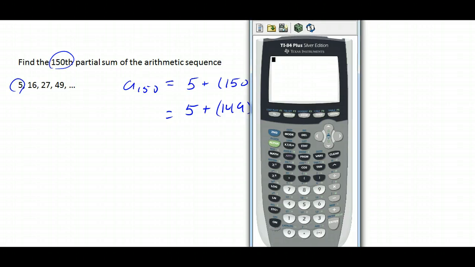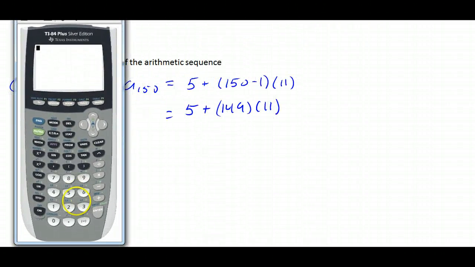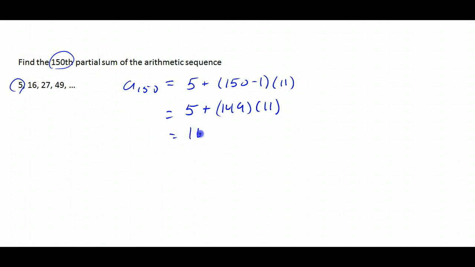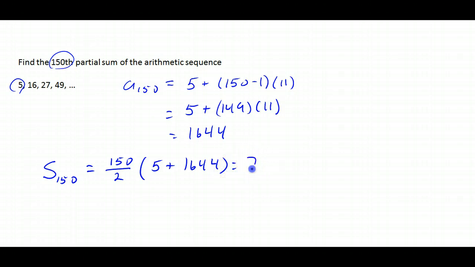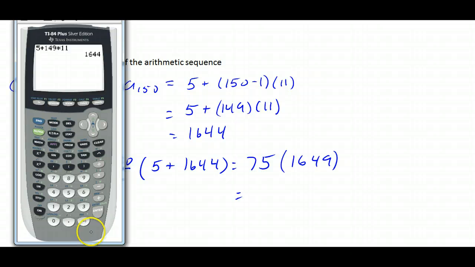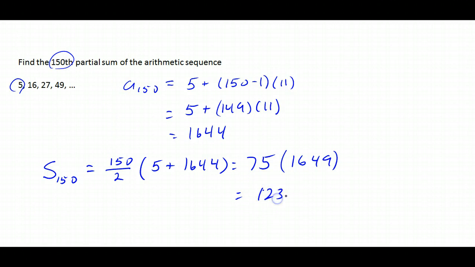I'm going to get my calculator up here. That's going to be 5 plus 149 times 11, which is 1,644. Okay, so the 150th term is 1,644. Now we're ready to find the sum of the first 150 terms. That's going to be the number of terms over 2 times the first term plus the last term. That will equal 150 divided by 2, which is 75, times 1,649. Let's work that out on our calculator. 75 times 1,649. Okay, big number: 123,675.